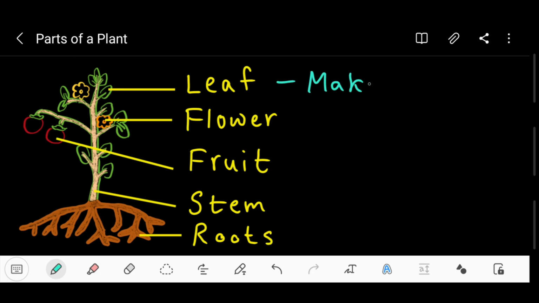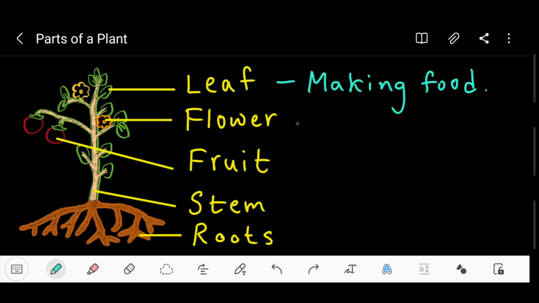The leaf is involved in making food. This is important to the entire population on the earth because plants are the only organisms that are able to make their own food. So animals, we all need to depend on plants for our food.